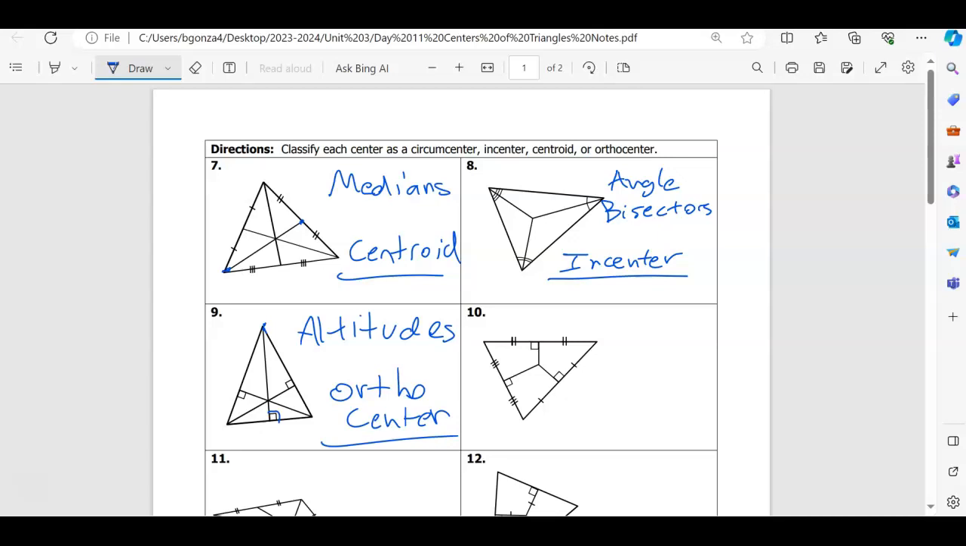Okay, number 10. On number 10, I see that these little lines have a right angle, they're perpendicular, and since these tick marks are here, that's a midpoint, it cuts it in half. We call that a bisector. So that's a perpendicular bisector. Again, I see which one matches on my notes. Looks like the first one. Those are perpendicular bisectors. So what is that called? Circumcenter.